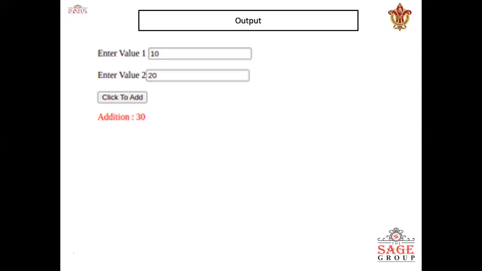Now you can see the output here. Enter value asks the user, 10, enter value 2, 20, and click to add. So the output will be 30. This is a very simple program. You can add more functionality to this as per the requirement, right?